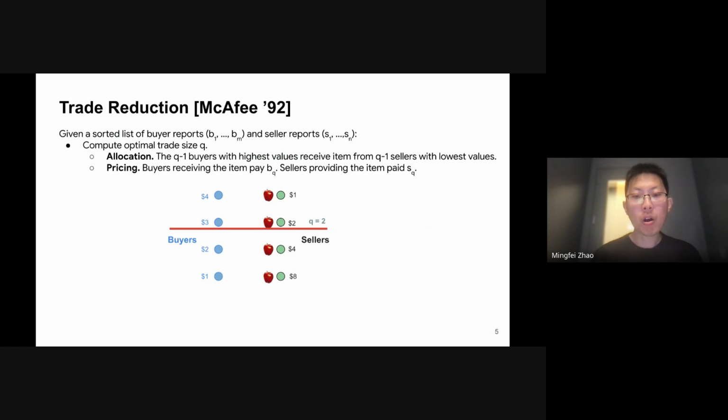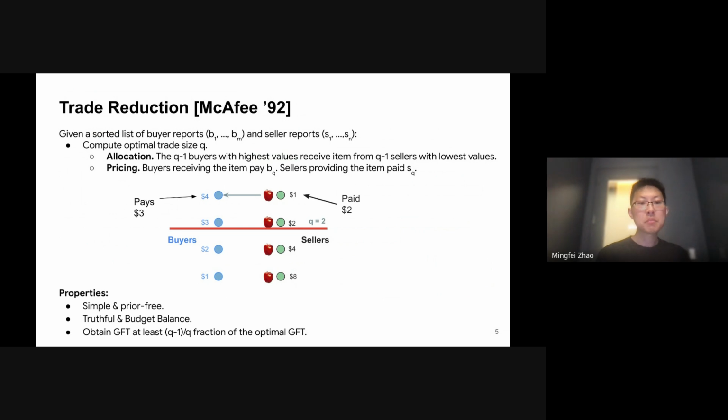Instead of trading all the first Q pairs, as in the optimal allocation, the trade reduction mechanism trades the first Q minus one pairs. It removes the last pair, the last buyer and last seller, and the payment for all the traded buyers is defined as the value of the removed buyer. In this case, only the first buyer and seller are traded, and the buyer is paying the removed buyer's value, which is $3, and the seller is getting paid $2, which is the value of the removed seller.